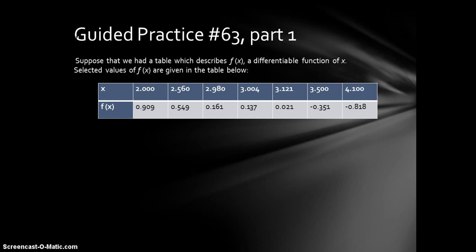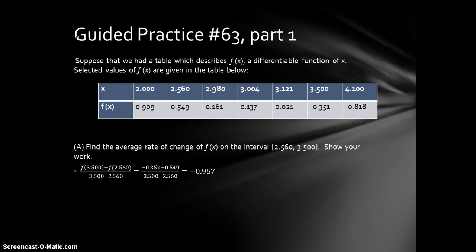Last guided practice here. Suppose we had a table which describes f of x, which is a differentiable function. Selected values are given in the table below. Part A asks us to find the average rate of change in the interval 2.56 to 3.5. Just like with the previous average rate of change problems, we cite our table. We make sure that we start with our formula, f of 3.5 minus f of 2.56, divided by 3.5 minus 2.56. I'm big on making sure that you indicate that you've used your table. We plug in our values. We solve, we get negative 0.957.